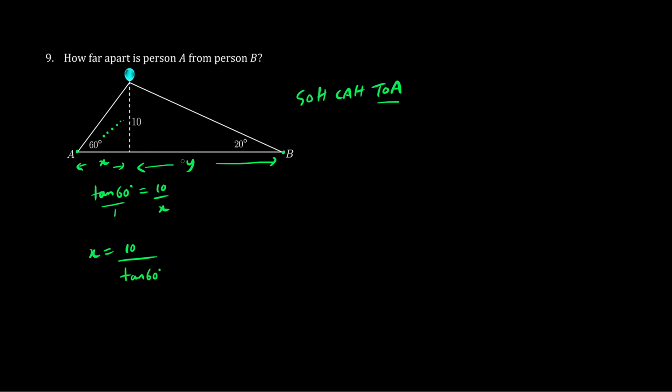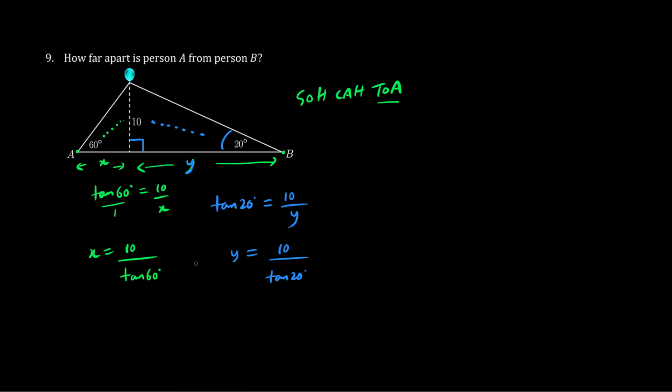Now what about y? Let's focus on the second triangle here on the right. It's a right triangle. Let's stick our finger on 20 and say opposite over adjacent. Tan 20 degrees is equal to opposite, which is 10, over adjacent, y. So again, the denominator is equal to the numerator over the other side.